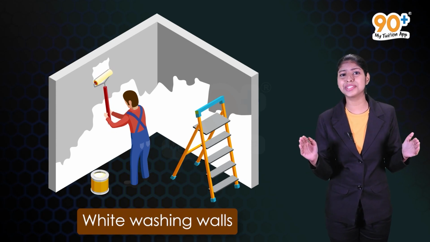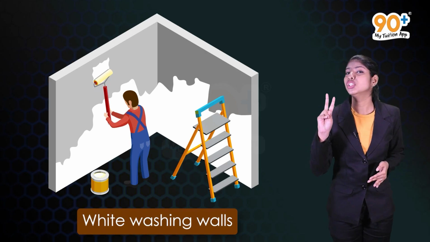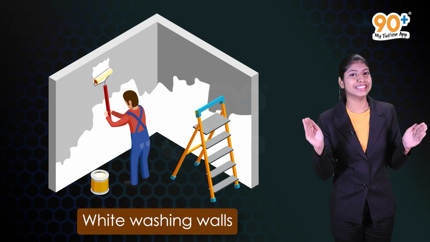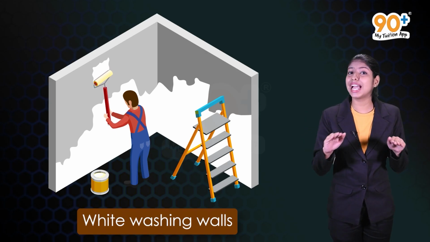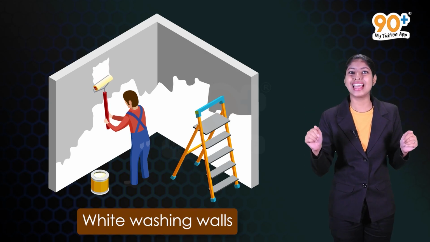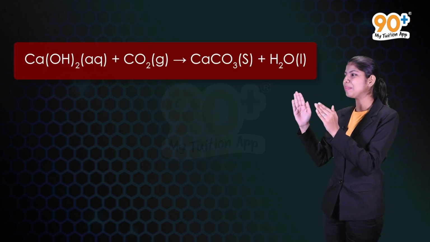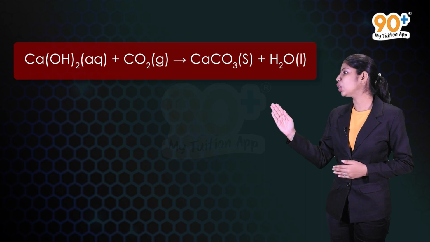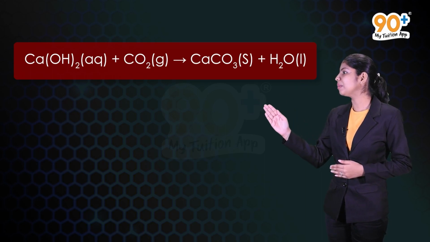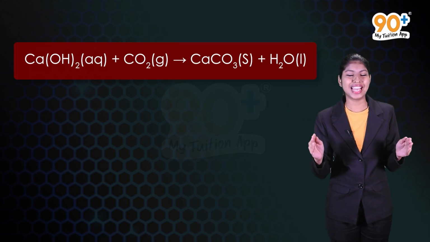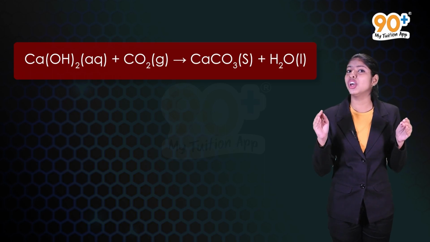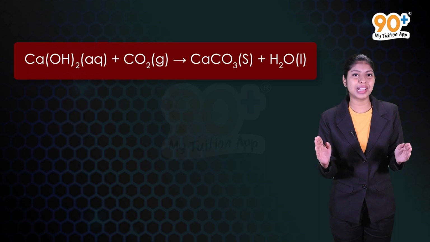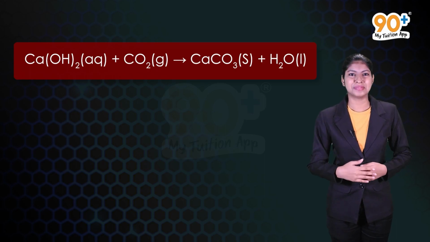But this is formed only after 2 or 3 days of whitewashing, and this is responsible for the shiny finish of walls. And here you can see the chemical reaction, that is Ca(OH)2 plus CO2 gives CaCO3 plus H2O. That is, calcium hydroxide on reaction with carbon dioxide forms calcium carbonate and water.